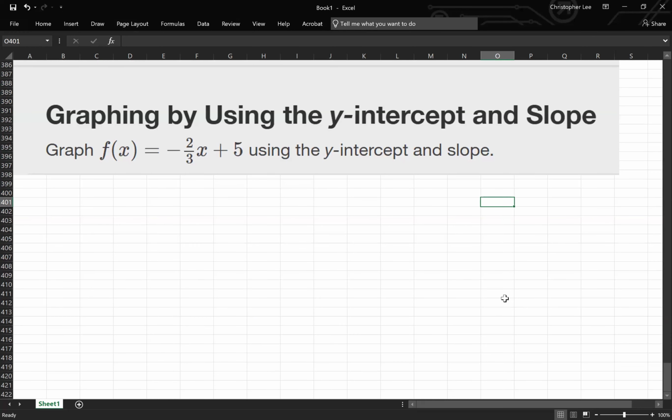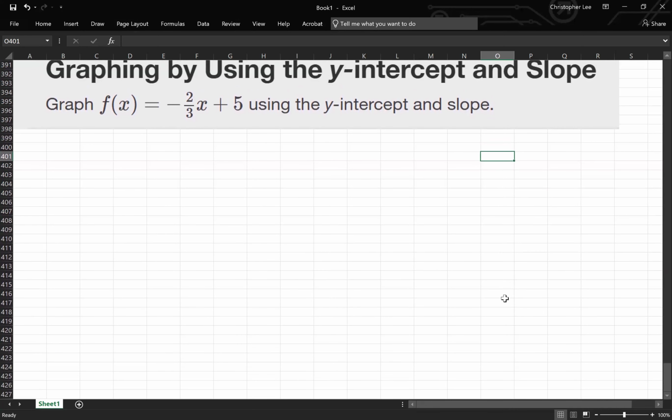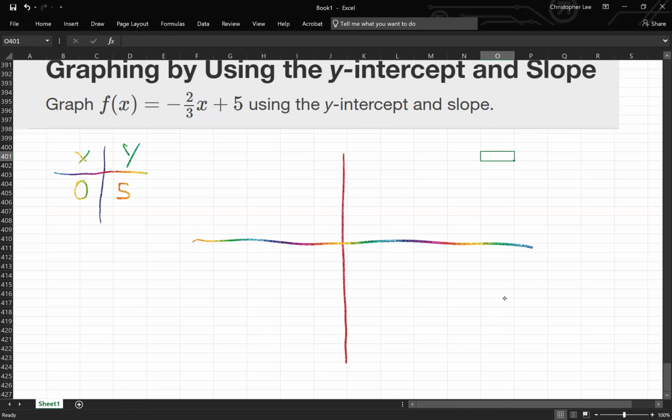All right, let's take a look. What is my y-intercept here? Good. So your y-intercept is where x equals 0. Plug that in. We're going to get out 5, right? So I'm going up to 5. 1, 2, 3, 4, 5, right? So I'm right here.